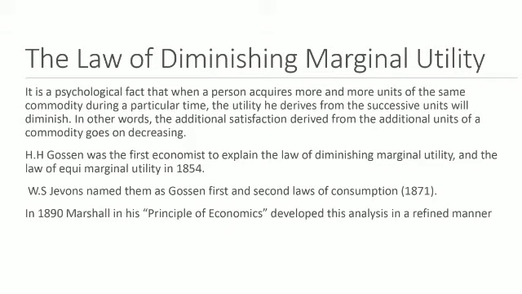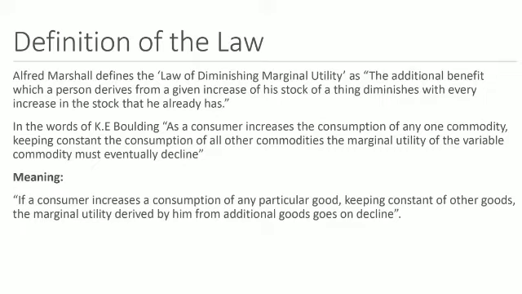Let us see the definitions. Alfred Marshall defines the law of diminishing marginal utility as: the additional benefit which a person derives from a given increase of his stock of a thing diminishes with every increase in the stock that he already has. In other words, according to K. Boulding, as a consumer increases the consumption of any one commodity, keeping constant the consumption of all other commodities, the marginal utility of the variable commodity must eventually decline.